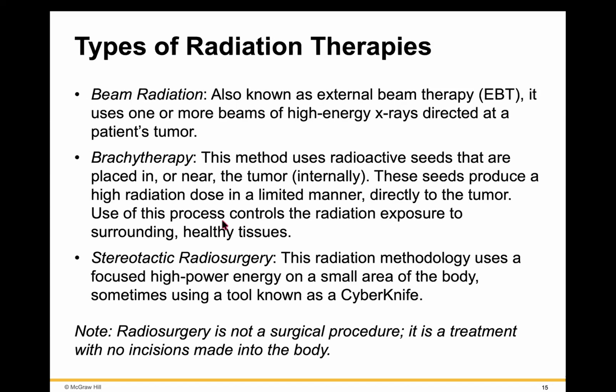And this slide talks about types of radiation therapy. External beam radiation therapy, or EBT, uses one or more beams of high energy X-rays directed at a patient's tumor. Brachytherapy is using radioactive seeds placed in or near a tumor. They deliver a high dose of radiation directed to the tumor, helping to protect surrounding healthy tissues. And this is often used with prostate cancers. It's very, very specific just to that area.